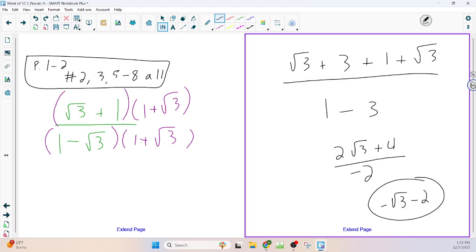So for home enjoyments, if you're in my class right now in December of 2025, you're going to do page 1 and 2, numbers 2, 3, and 5 to 8 all. That's it. Pretty light work.